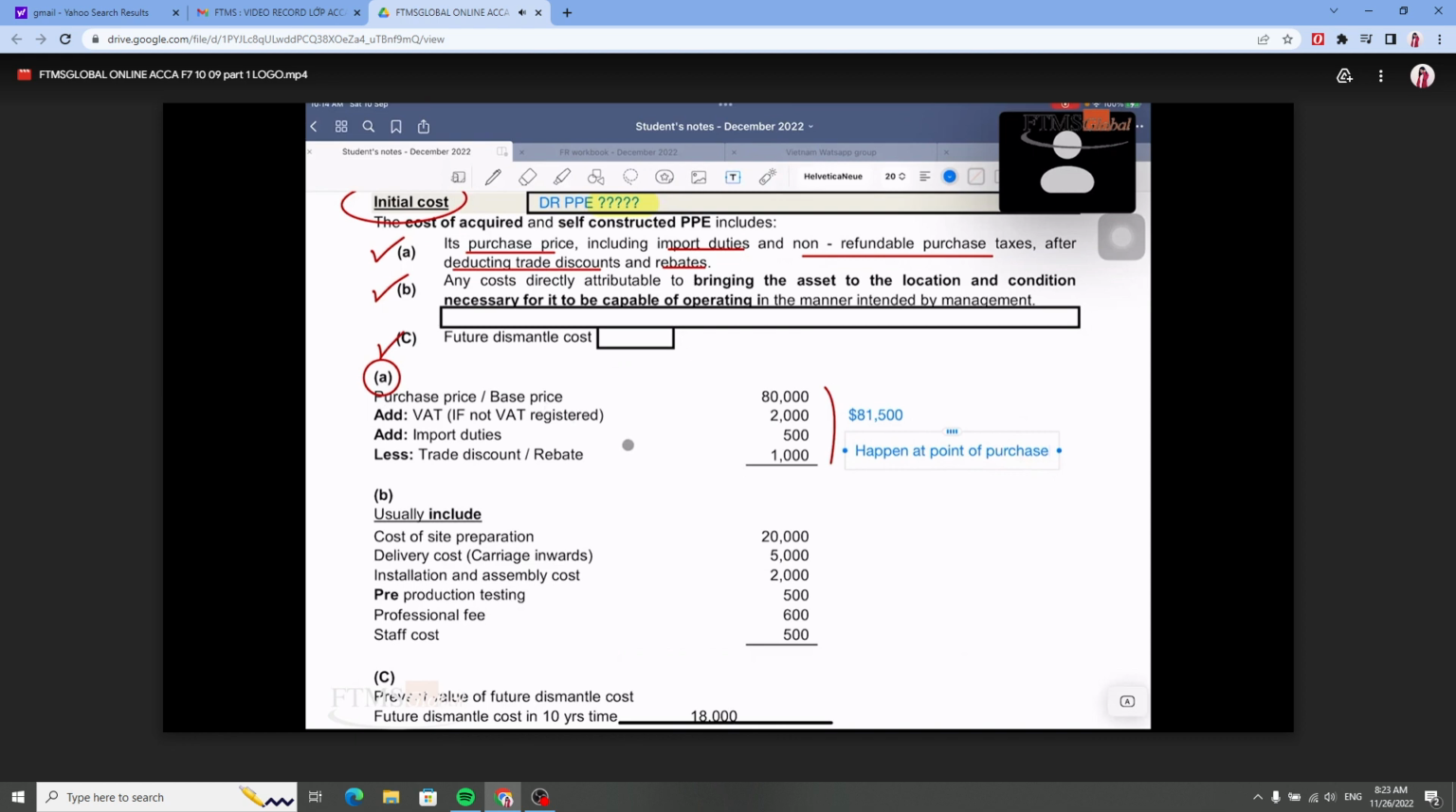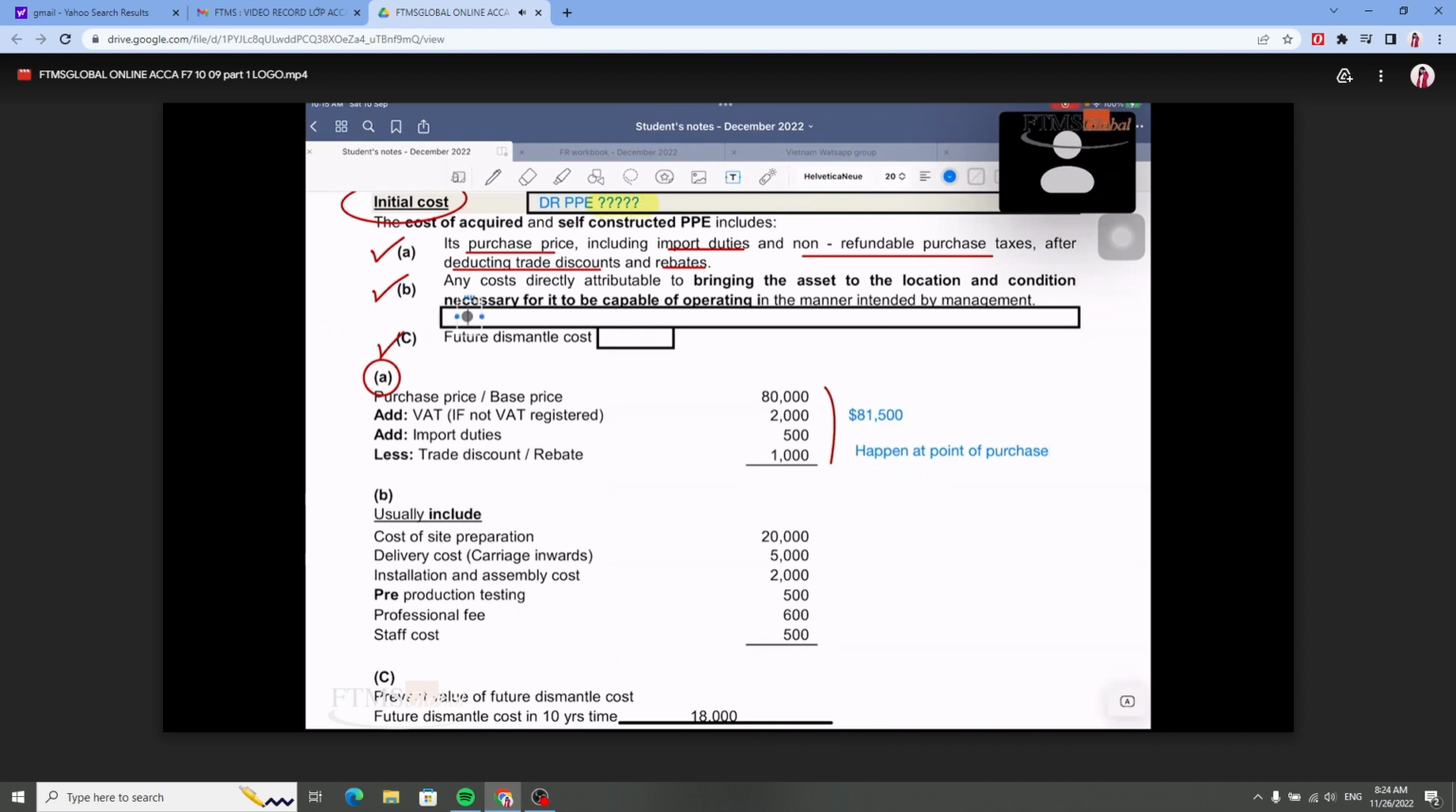So of course it's a purchase price, but I would say B is also purchase price. You can see A is purchase price, then B is also purchase price, C is also purchase price. But what we want to know is the difference between A, B, and C. So for A, it happened at the point of purchase. If you remember, trade discount is given at the point of purchase. Same thing for your VAT and your import duties. So that's A. Then B, any cost directly attributable to bringing the asset to the location and condition necessary for it to be capable of operating in the manner intended by the management. All right, so this is your English. So let me translate this English to you.